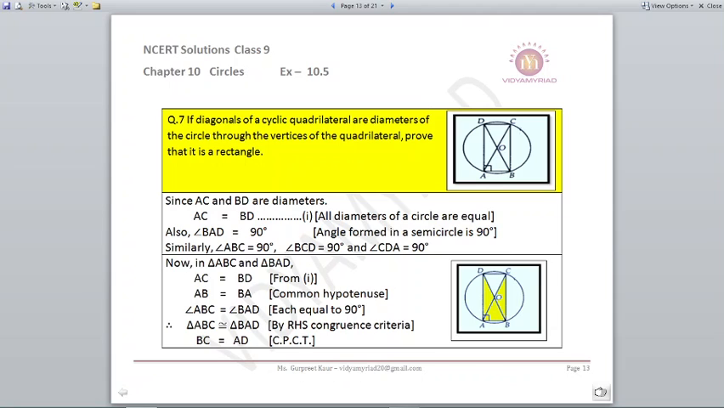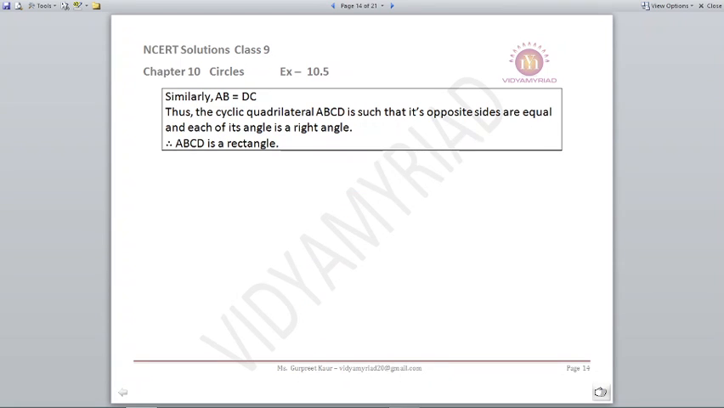So by RHS property, triangles are congruent, and when they are congruent, we can say that BC is equal to AD by CPCT. What does it mean? They are the opposite sides. When opposite sides are equal and one angle is a right angle, we have proved, it means that ABCD formed is a rectangle.